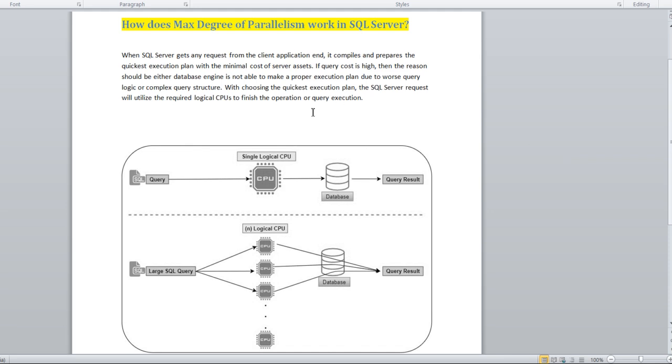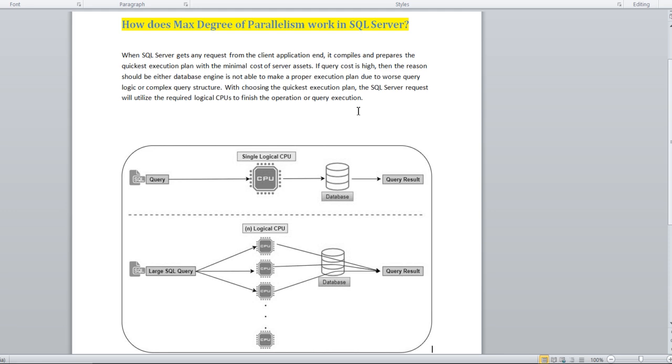If you can see in this diagram, there are two parts. The first part is, whenever a query is processed, it will take a single CPU and give the result to the end user. But whenever you define max degree of parallelism, by default the setting is zero, right? Zero means you are allowing it to take whatever CPUs you have, up to the maximum number of CPUs.